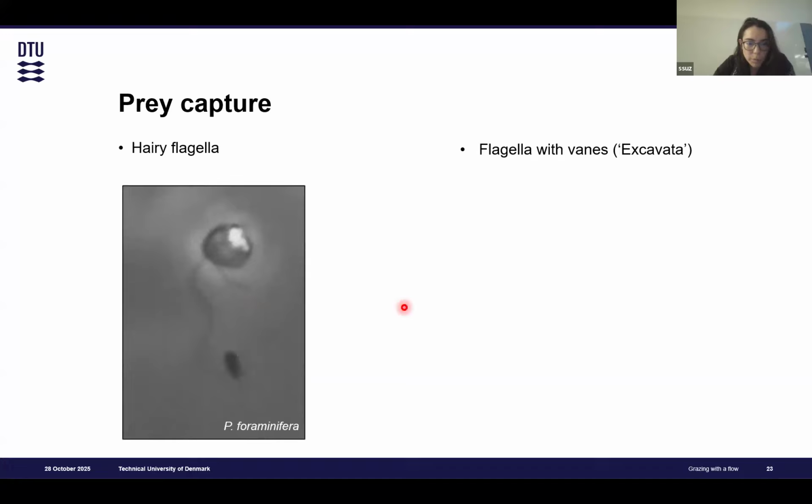So here is an example. The prey arrives, it changes its behavior, and it's never establishing contact. So it's like within the flow of these two synchronized flagella until it decides to eventually eat it, start phagocytizing it.